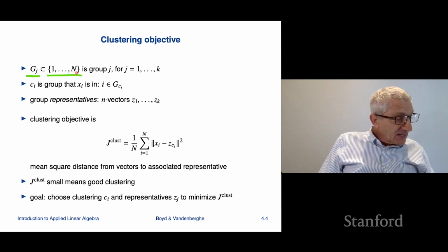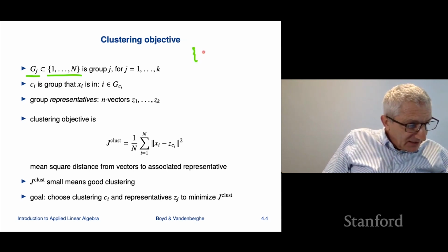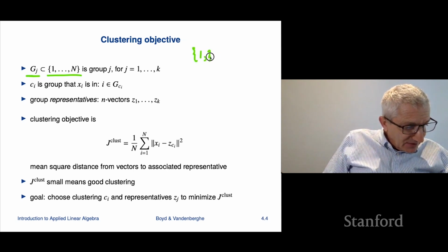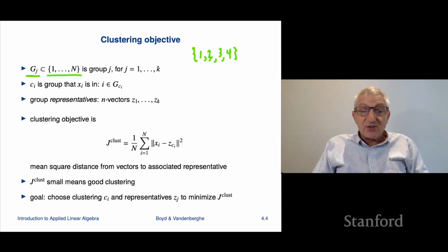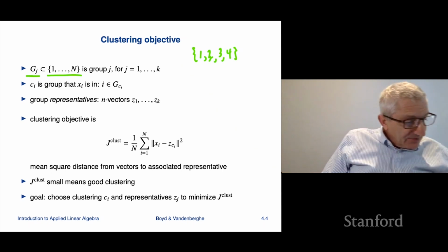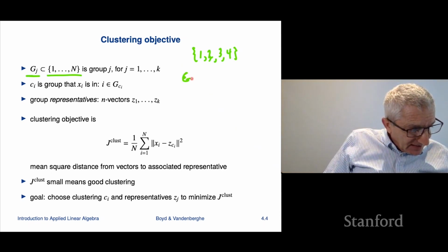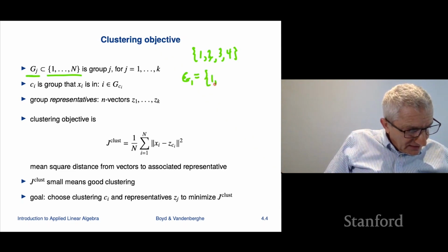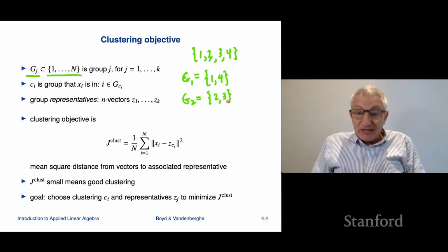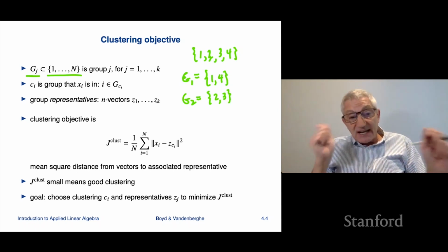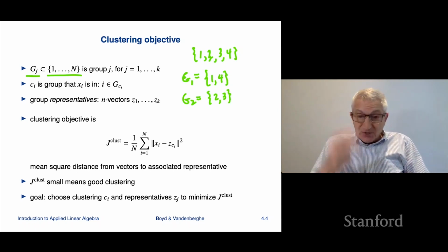Okay, so for example, let's say we have, I'll do something really simple here. Here capital N is 4, so I have 4 vectors. And then I could have 2 groups. So I would have something like this. G1 is 1 and 4, and G2 is 2 and 3. Okay? So that's an example of a clustering. I put the first and last one together, and I put the middle 2 together, and that's my 2 groups.